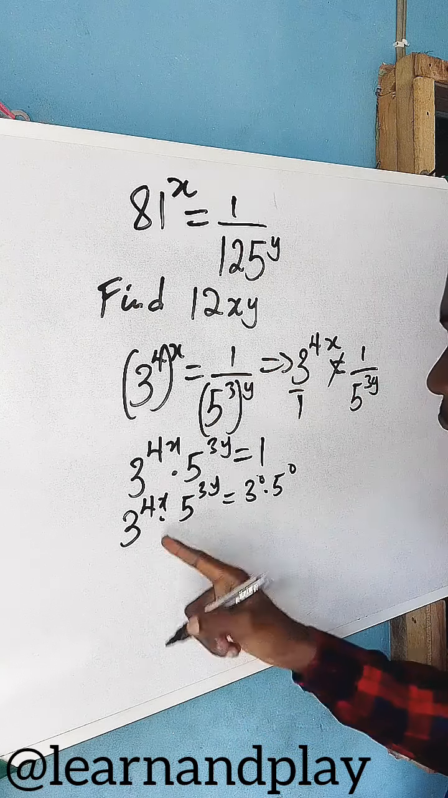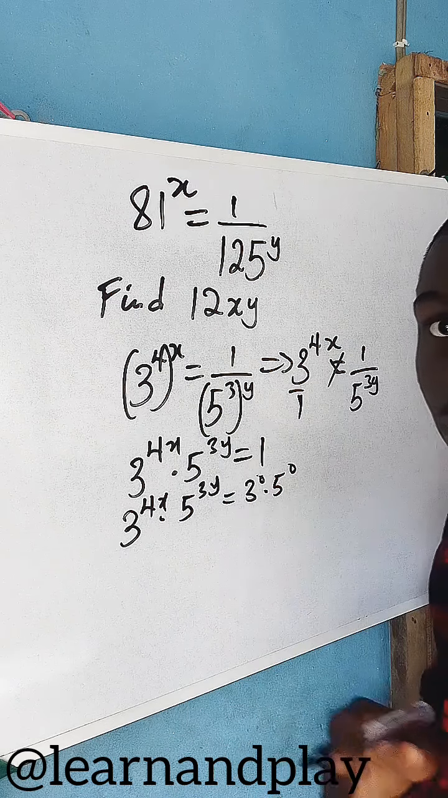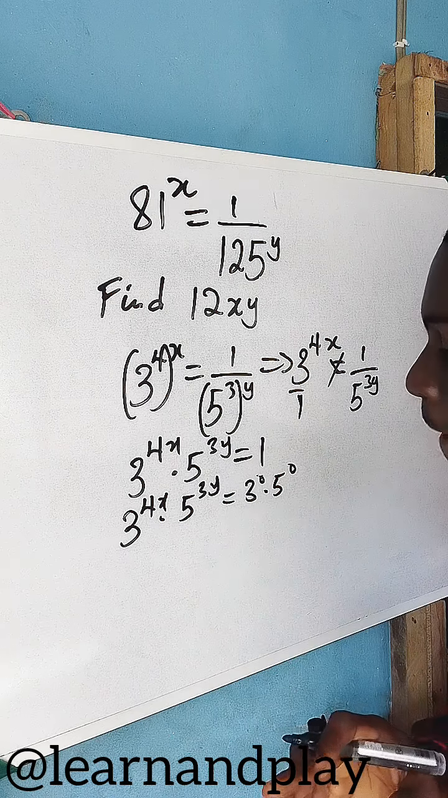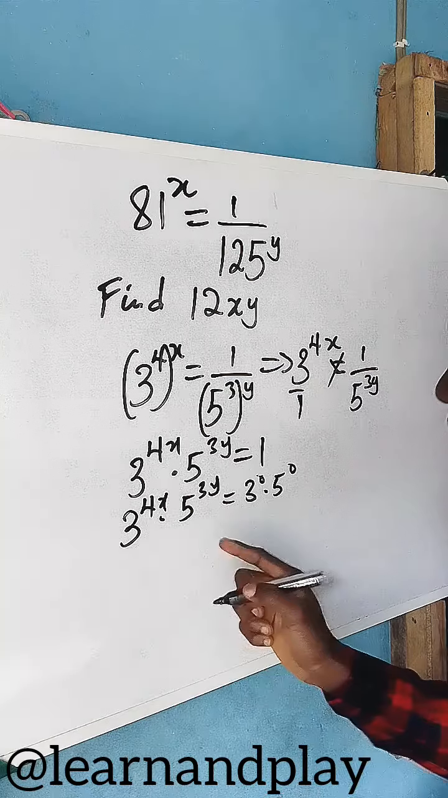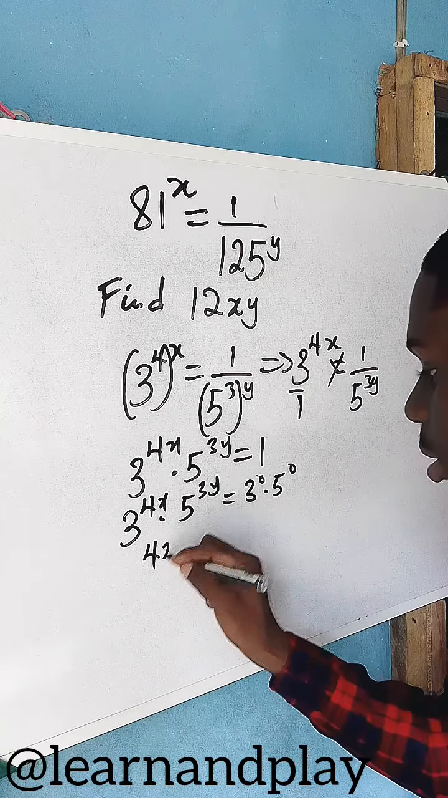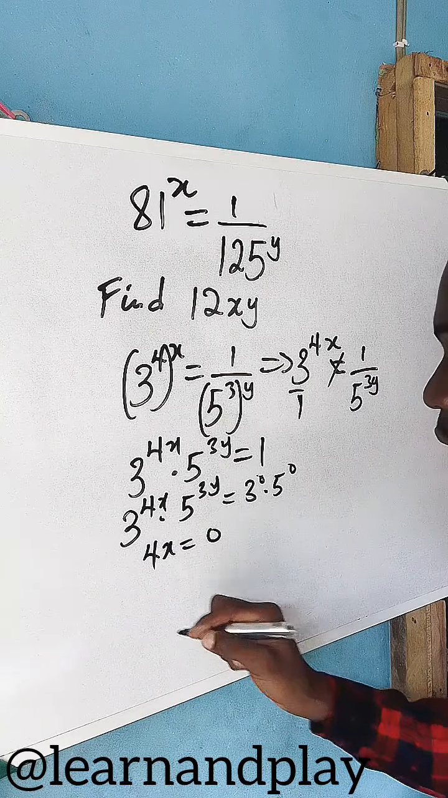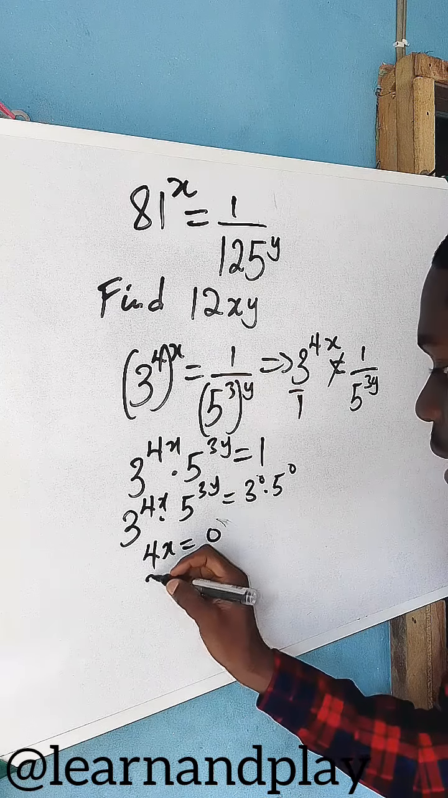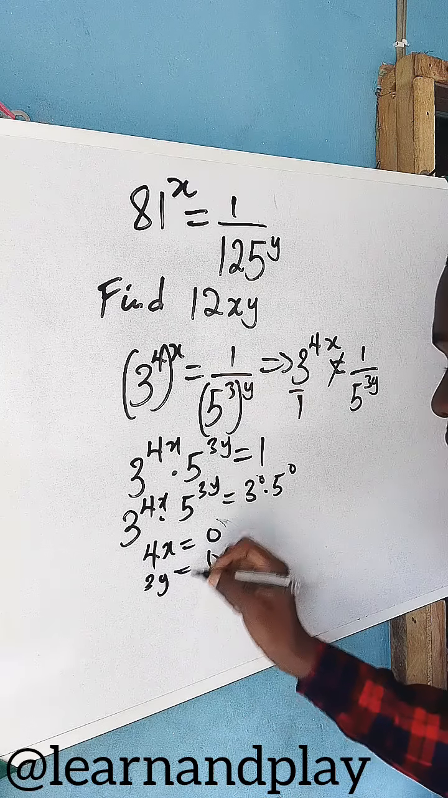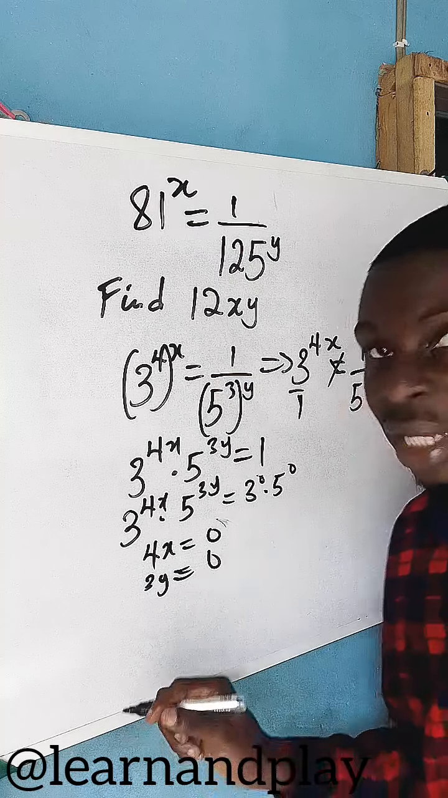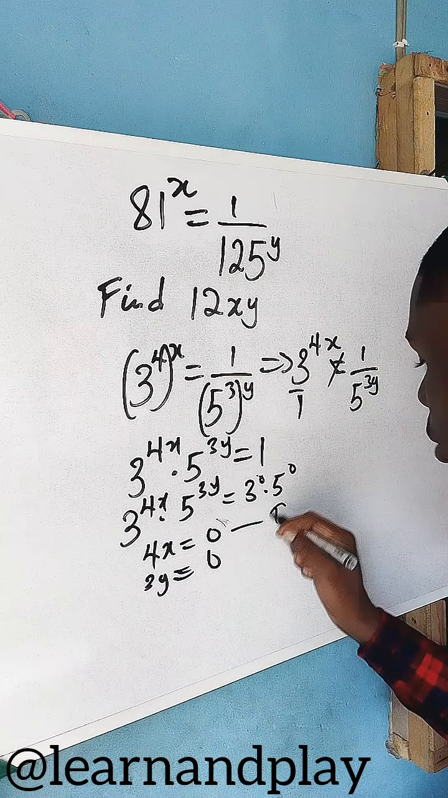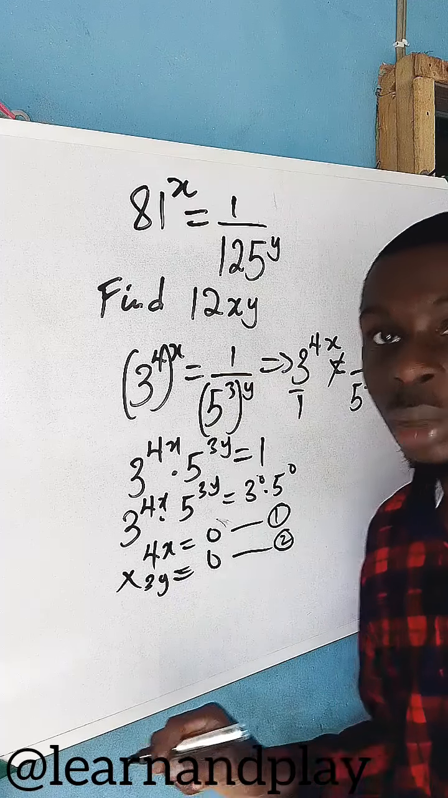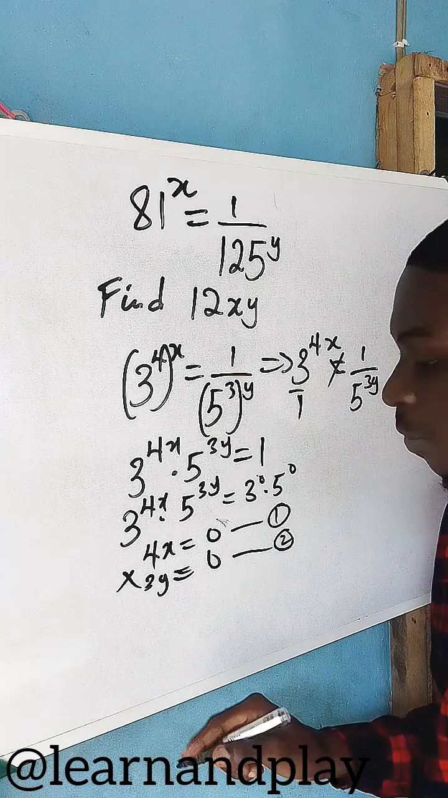Now remember, let's equate this. Okay, let's equate it. Now we can see that 4x is equal to 0 and also 3y is equal to 0. So let's multiply equation 1. This is called equation 1 and this is called equation 2. Let's multiply equation 1 by equation 2 and see what we are going to have.